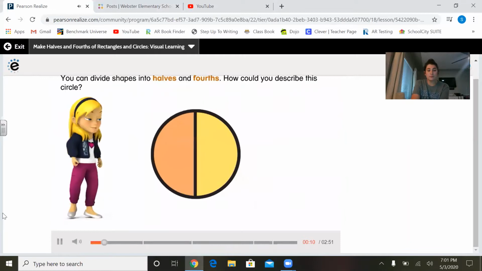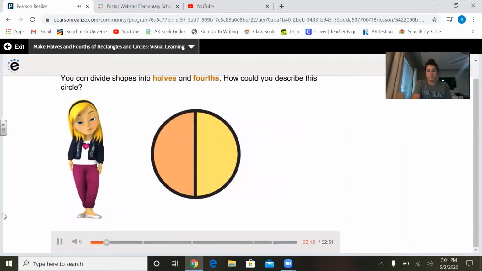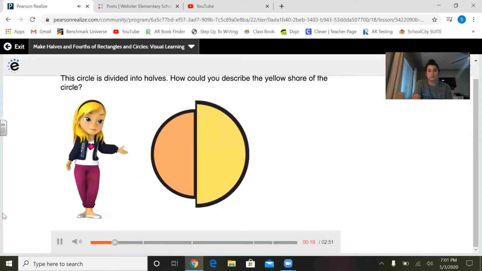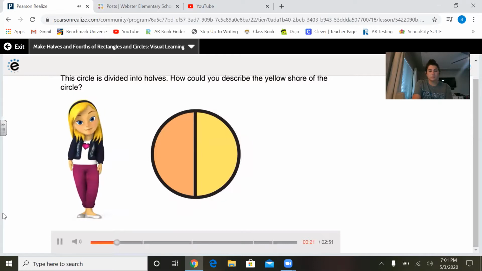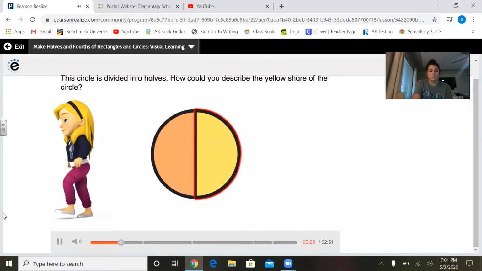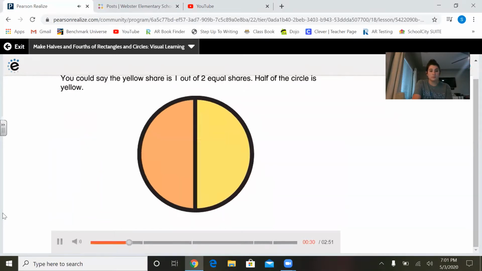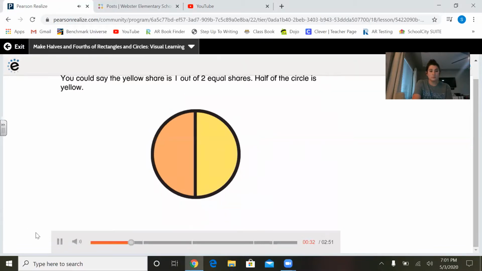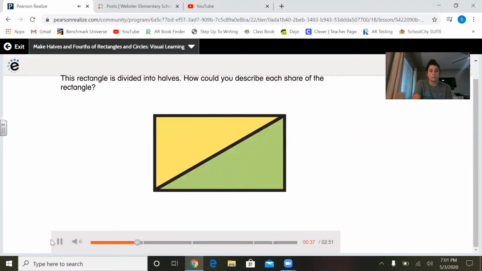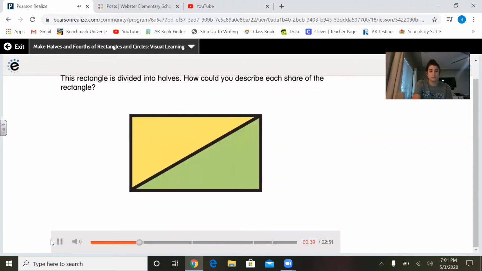You can divide shapes into halves and fourths. How could you describe this circle? This circle is divided into halves. How could you describe the yellow share of the circle? You could say the yellow share is 1 out of 2 equal shares. Half of the circle is yellow. This rectangle is divided into halves. How could you describe each share of the rectangle?